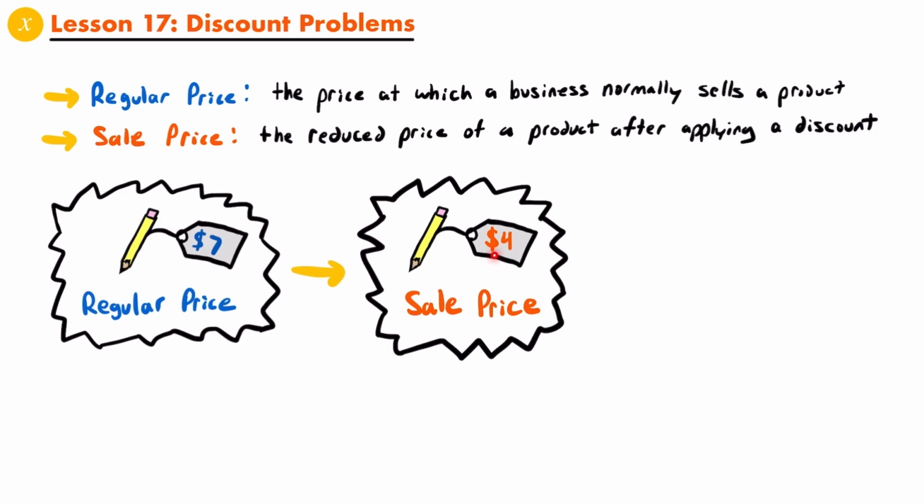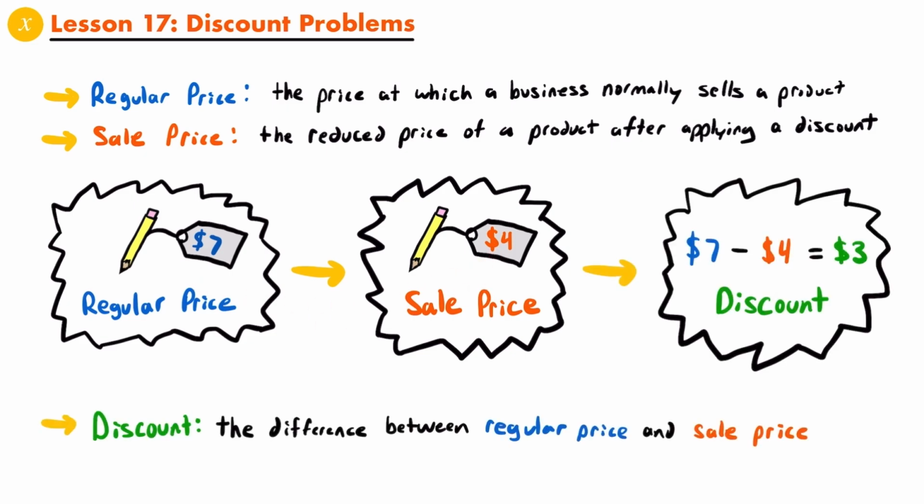And the amount by which the price decreases is what we would call the discount. So in this case, if you take the regular price of $7 and subtract the sale price of $4, what you get is a difference of $3, which is what we would call the discount. The sale price of $4 is $3 less than the regular price of $7. Alright, so once again, the discount is the difference between the regular price and sale price for a product.